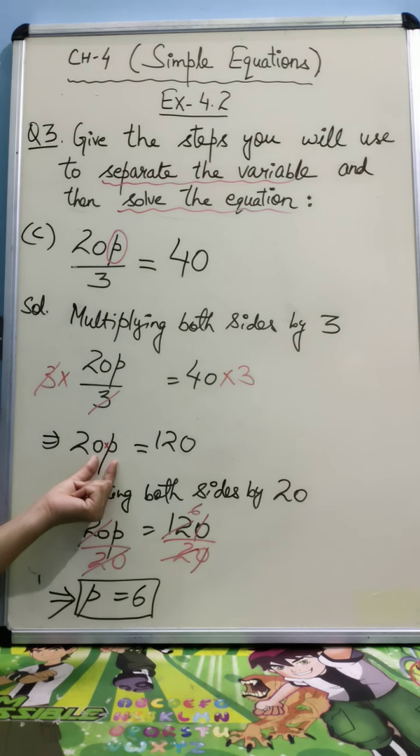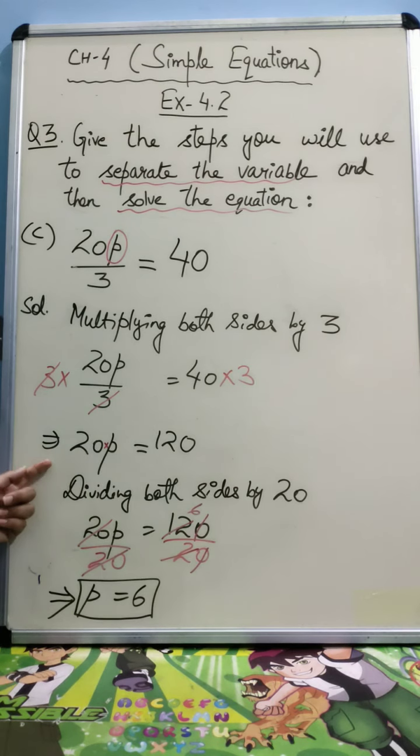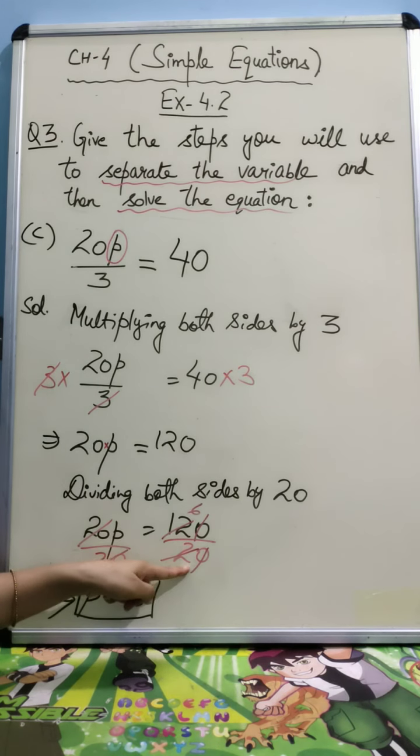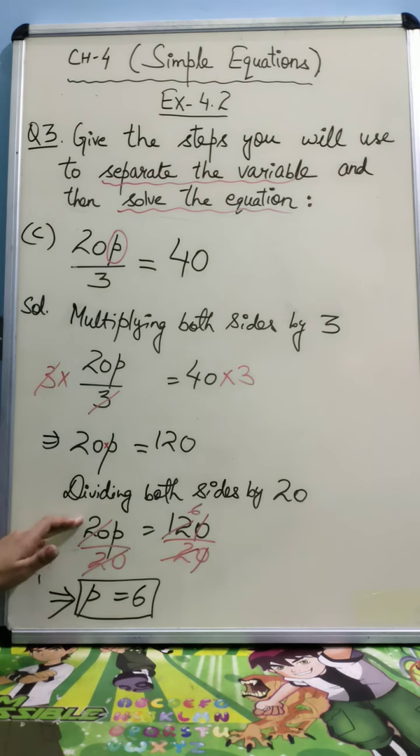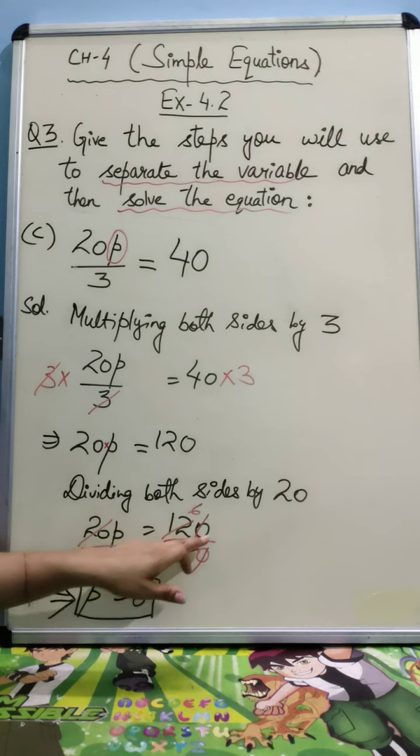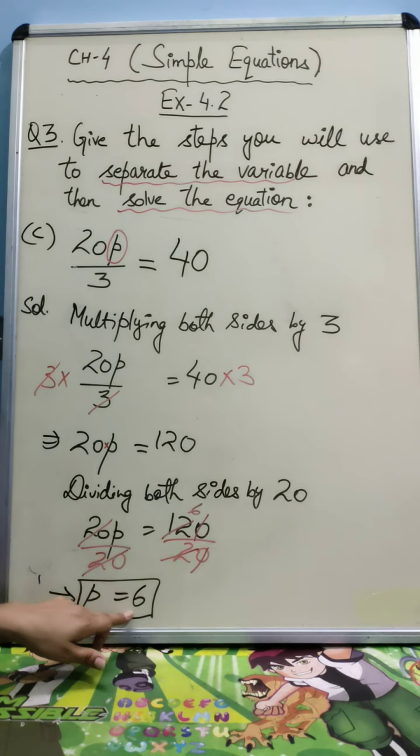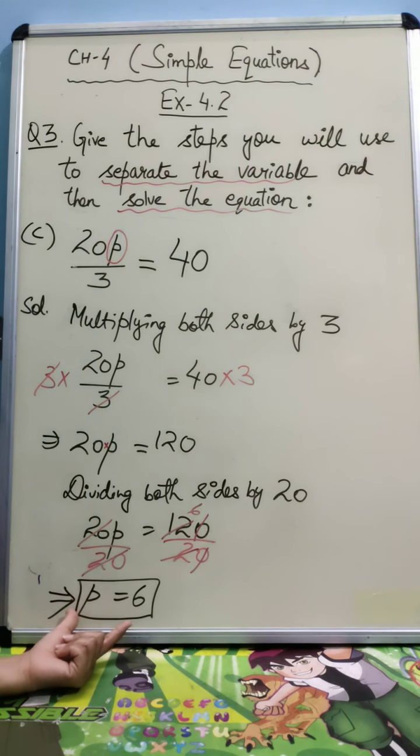Again we will separate the variable, and it is multiplied by 20. So we will divide it by 20, both the sides. So 20 divided by 20 will cancel. Only p remains. And here 120 by 20, that is 6. So we get the value of the variable as 6. So this is our required solution.